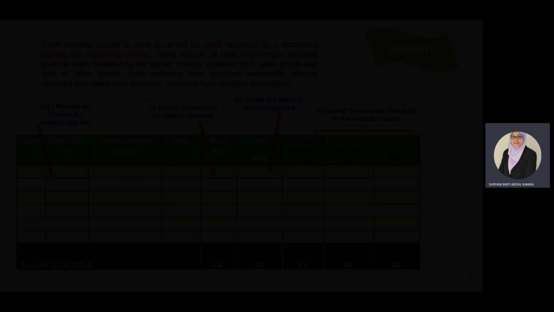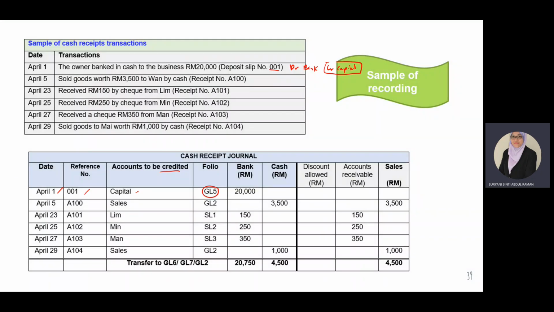Okay, now we have another account in the general ledger, that is capital. Capital is a real account. So real account, it is under the general ledger. All right. And since you bank in the money, you record it under the debit column, because the money has been banked in. So the money is on the bank side. Okay, this money is not related to any of these columns, so just leave it blank.